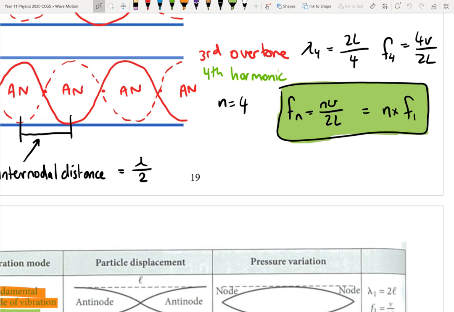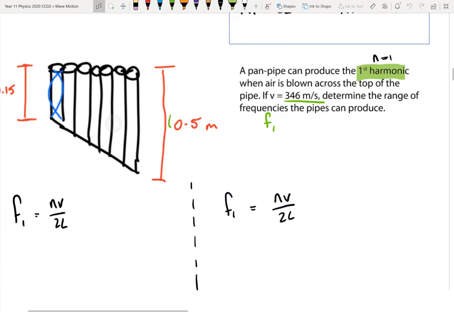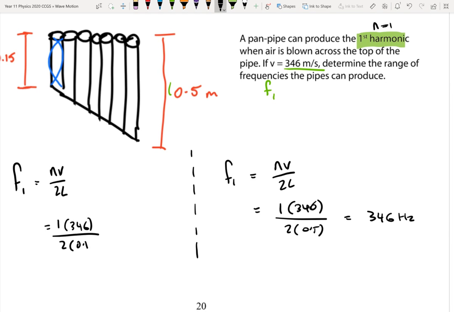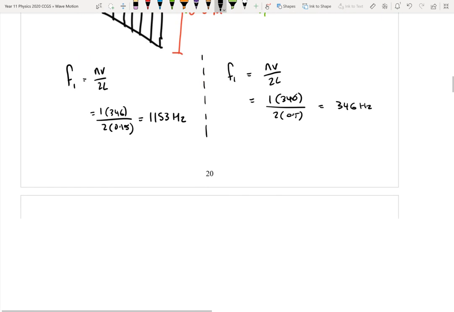Did we get the questions done? The second equation you might have noticed was a little bit easier because we got 1 by 346 over 2 lots of a half. So that would just be 346 hertz. The other one's 1,150. That was closer to 4 seconds, but that's fine.